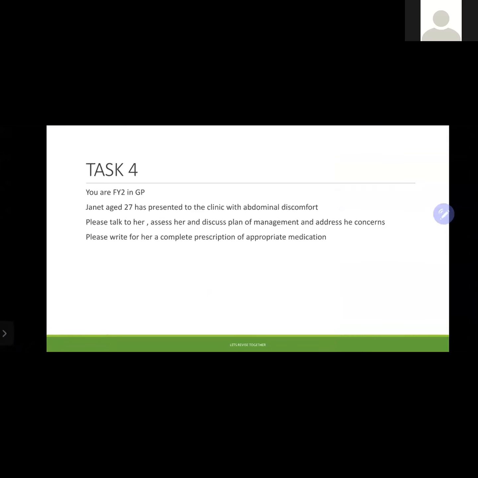You are FY2 in GP. Janet, 27, has presented to the clinic with abdominal discomfort. Please talk to her, assess her, discuss the plan of management, and address the concerns. Please write for her a complete prescription of the appropriate medication. So basically, this patient will give you the history of UTI, frequency, urgency, lower abdominal discomfort, right? So we are going to write a prescription for UTI.